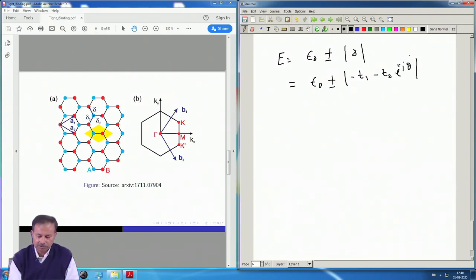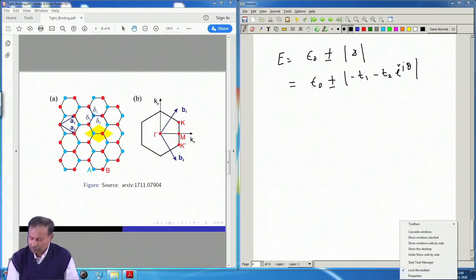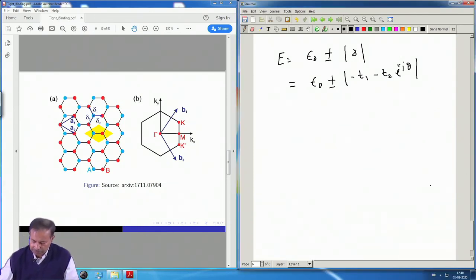Okay. So, this is the equation, that is all I need to calculate. What does this tell me? It tells me that now I have a spectrum which looks like that. See, this is the mod of this you have to calculate. Okay. So, the spectrum, if you do that, it will look like this.